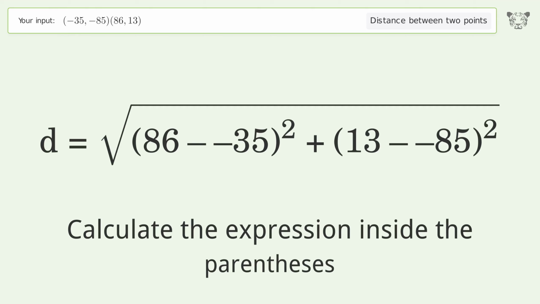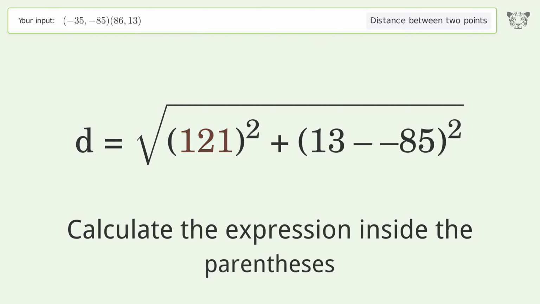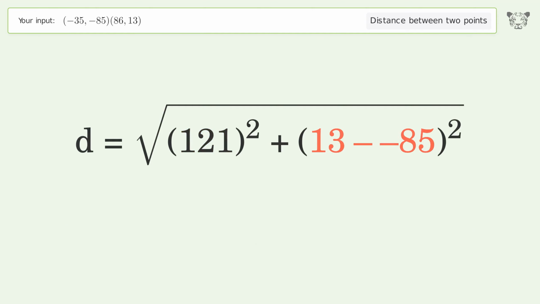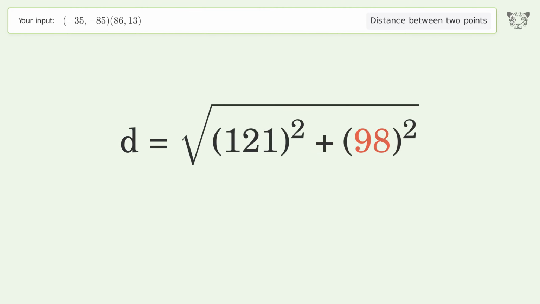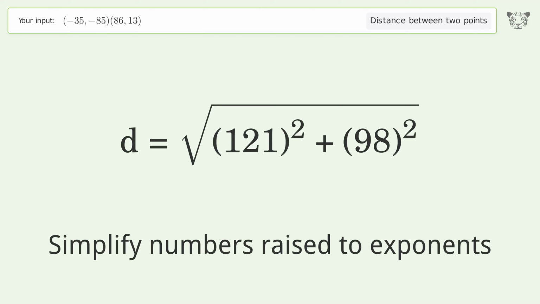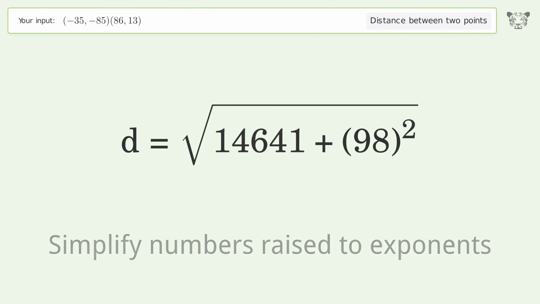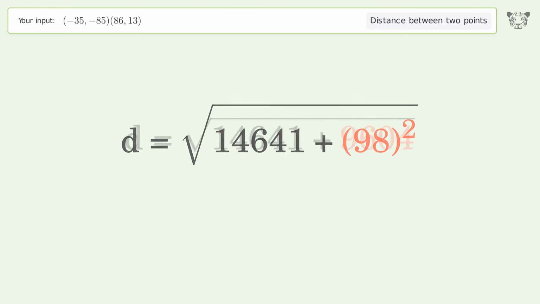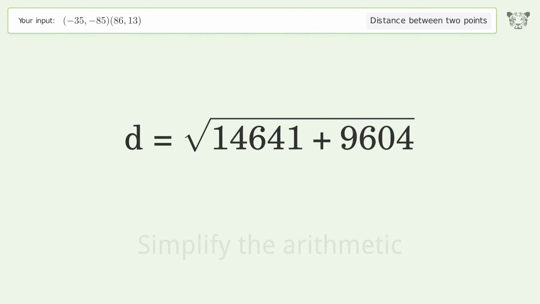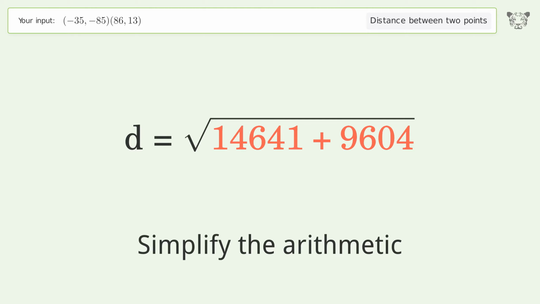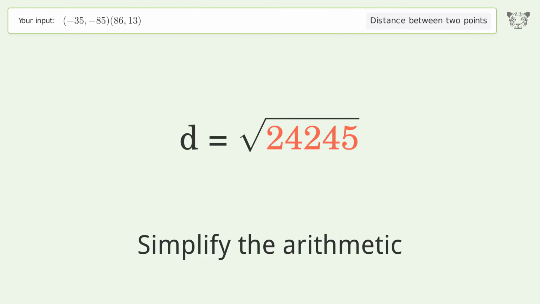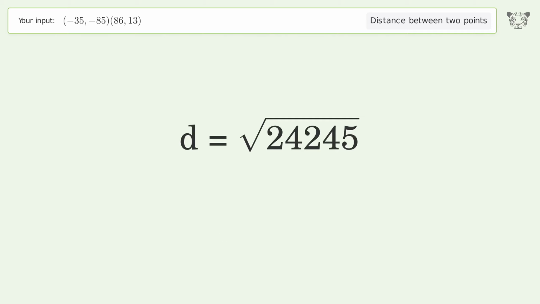Calculate the expression inside the parentheses. Simplify numbers raised to exponents. Simplify the arithmetic. And so the distance between the 2 points is the square root of 24,245, or 155.708.